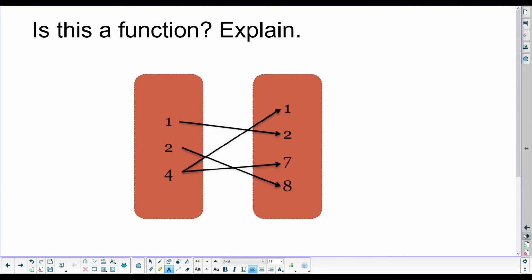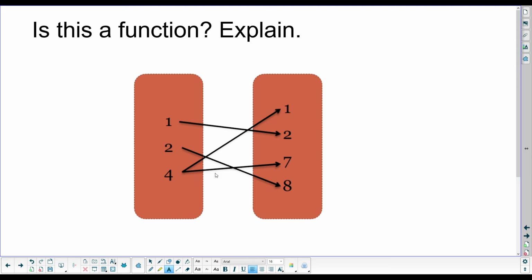Okay, so here we have another example, another mapping example. We can see the domain and range listed out there. So is this a function? Well, let's check the domain. 1 goes to 12, 2 goes to 8, 4 goes to 1, but 4 also goes to 7.